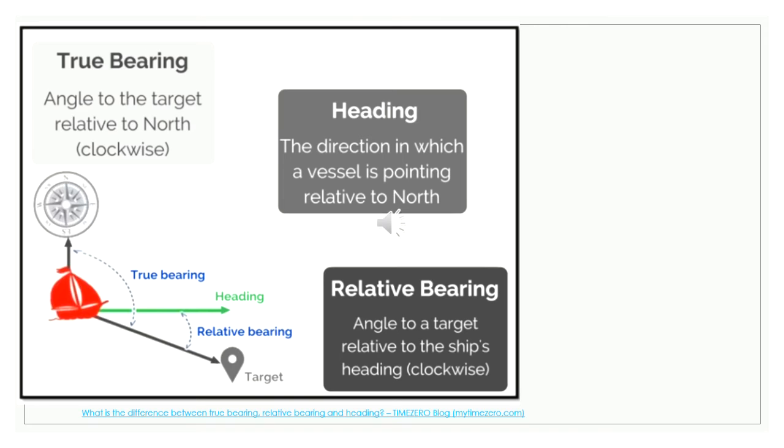The bearing is the angle to the target relative to north. So both the bearing and the heading are measured from north. It's like they're measured from the y-axis, and they're measured clockwise, not counterclockwise. The relative bearing is the angle to a target relative to a ship or plane's heading. So it's basically the angle that the ship needs to adjust in order to get to its target.